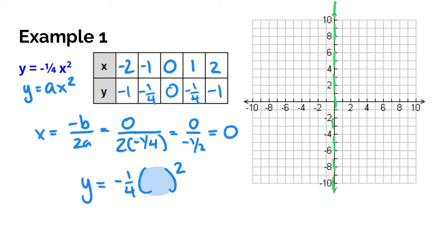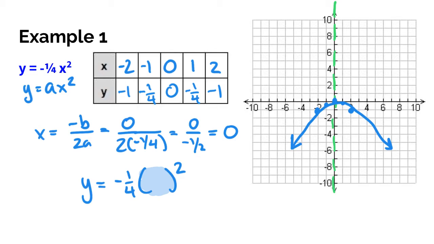So -2, -1 would be left 2, down 1. 1 and -1/4 would be there, 0, 0. I have 1 and -1/4, and then 2 and -1. And what that's going to do, again, is form a U-shaped graph. The only difference here is that you're going to see this U-shaped graph is downward, and you'll notice that it's a little bit wider than before.